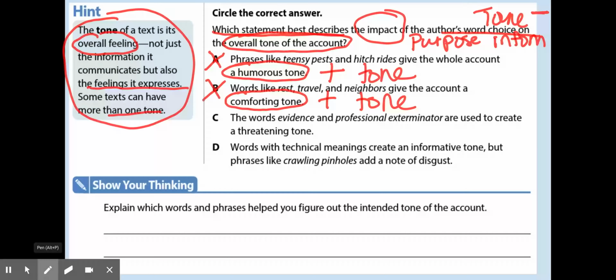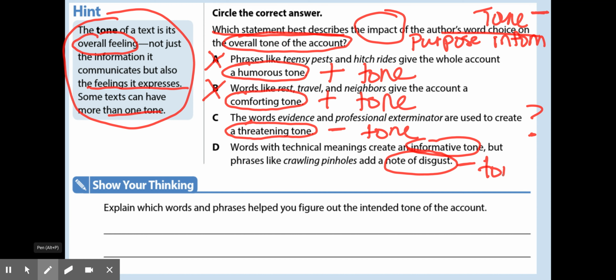C says the words evidence and professional exterminator are used to create a threatening tone. Oh, threatening. That makes you not feel safe and like someone's trying to hurt you. That does have a negative tone. So that's going to be a contender. All right. And our last one, words with technical meanings create an informative tone. Well, that's true. It does do that. But phrases like crawling pinholes add a note of disgust. Okay. It does that too, because disgust has a very negative tone.